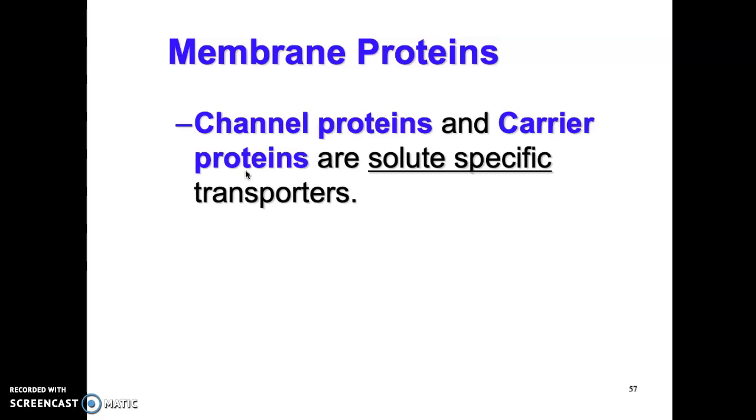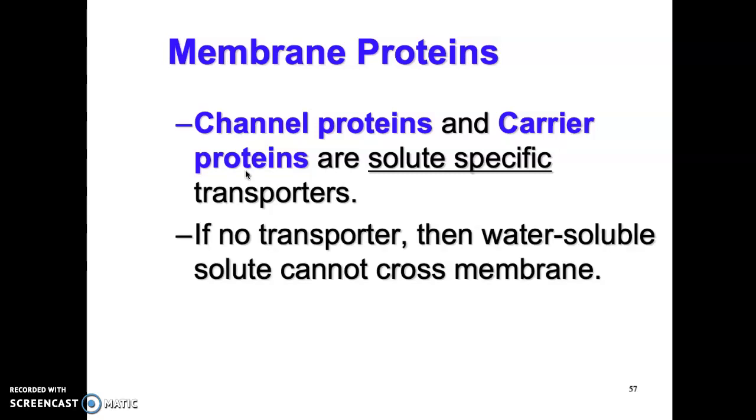What do they have that's similar? Both the channels and the carriers are solute-specific transporters. So you're going to have a calcium channel, potassium channel, or a carrier for a couple of different ions, but they're specific. They don't just let any molecule through. If there isn't a transporter, then a water-soluble solute can't cross the membrane. We talked about it being a lipid bilayer. If it's lipid and you're water-soluble and you don't have a channel or a carrier, you're stuck. That solute cannot cross that membrane.